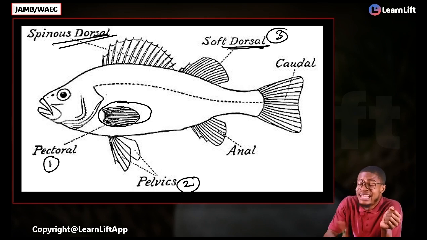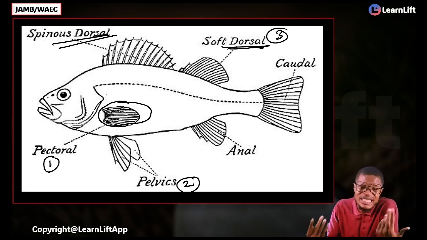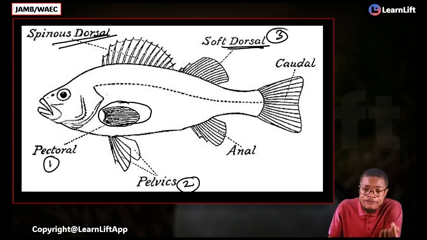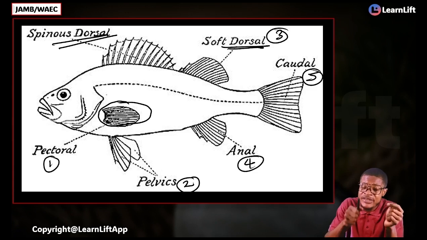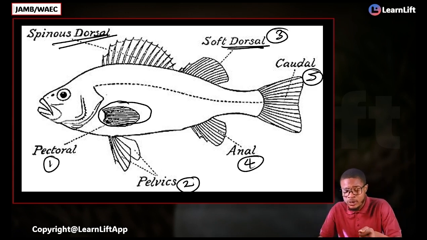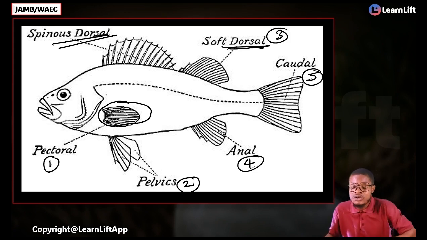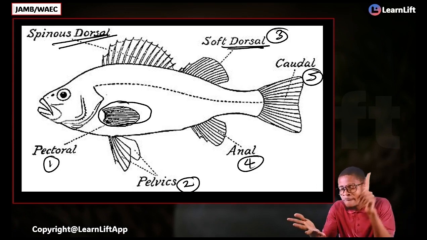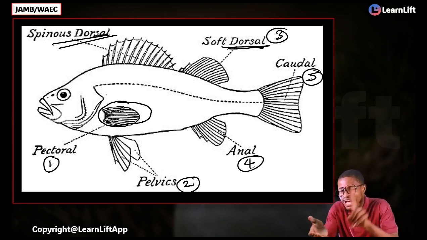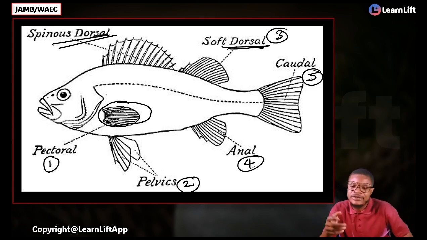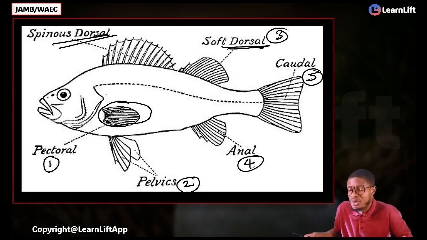Don't come and play with this. Jamb will not forgive you if you don't know this. Number 4 is the anal fin, and then number 5 is the what? The caudal fin. But I told you that the fins are divided into 2. We have the paired fin and the unpaired fin. So how many fins altogether? We have 5: pectoral fin, pelvic fin, dorsal fin, anal fin, and caudal fin. If you get that very fast, we are good to rock.